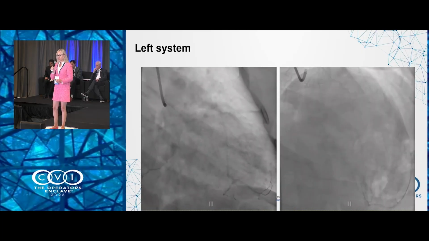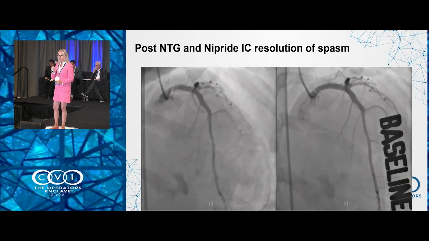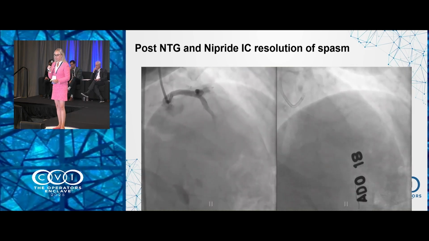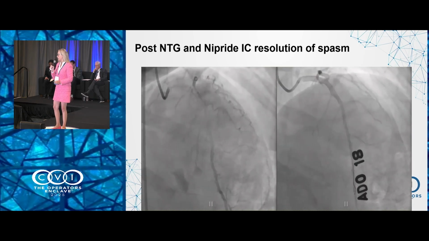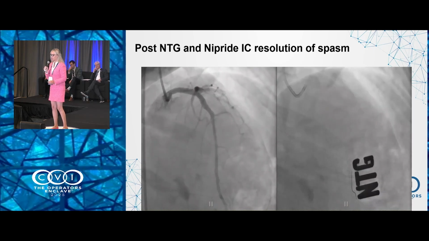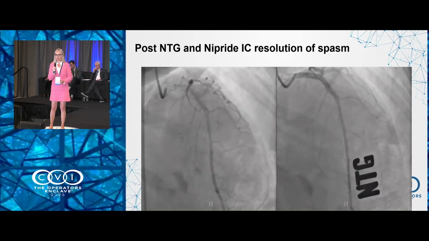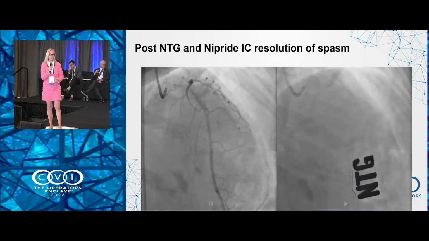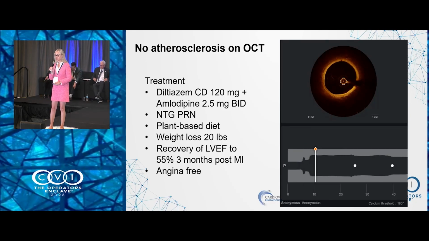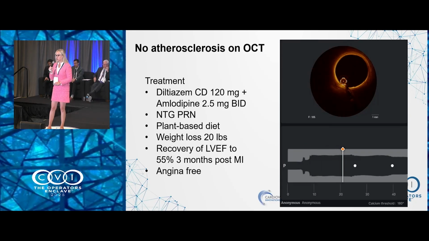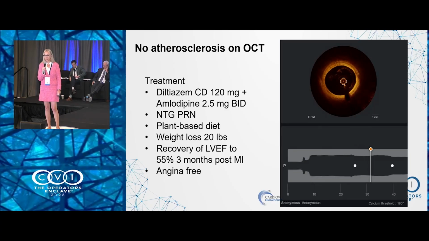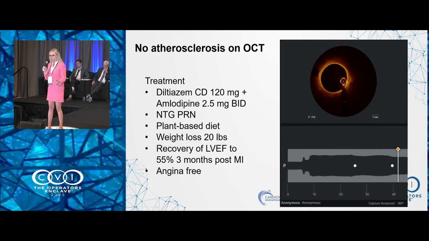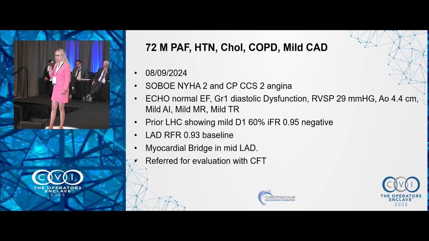So after a while of giving several doses of nitroglycerin and nitroprusside, the artery actually opened and there was no lesion anymore. And we've seen some of these with STEMI patients, so remember to give nitroglycerin when patients present. Intravascular imaging showed no significant atherosclerosis. The patient was successfully treated with calcium channel blockers and is angina-free.